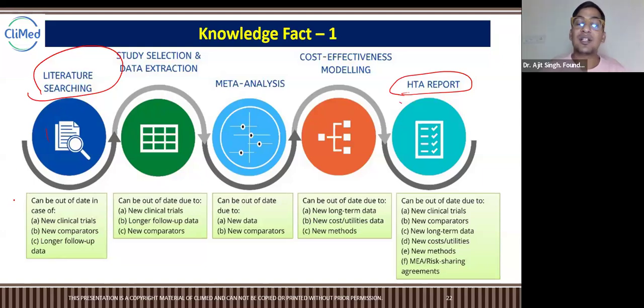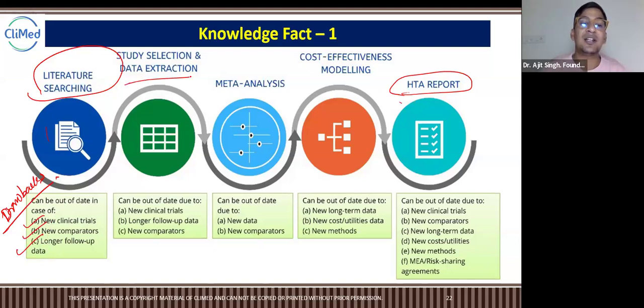And there are drawbacks here. If you see the boxes here, the boxes are talking about drawbacks. What are the drawbacks of each strategy? Literature search is amazing, but the drawbacks are that there are some new clinical trials which are not updated in the literature. There are new competitors which are not updated in the literature. Long-term follow-up might not be updated.